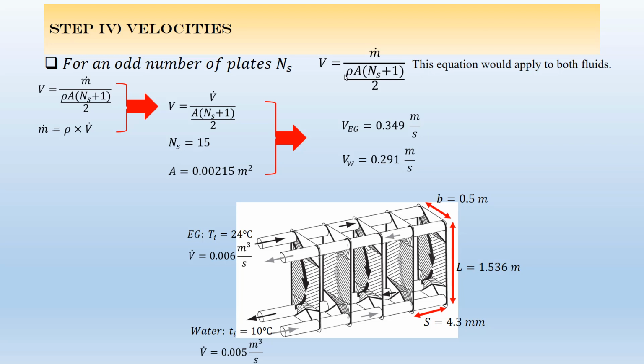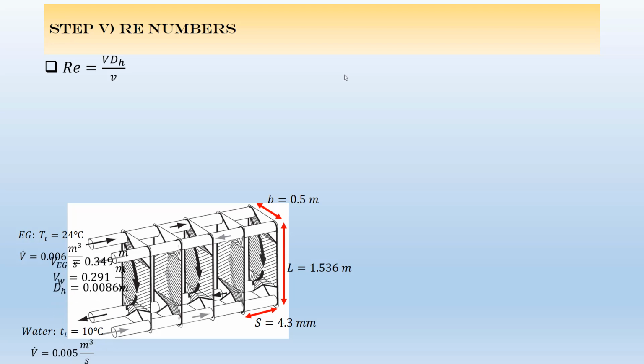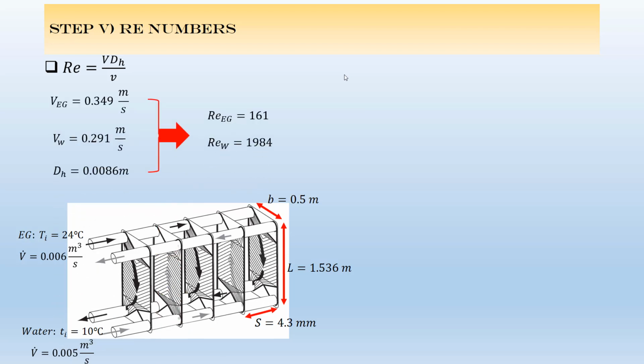We already determined the hydraulic diameter, so we can find the Reynolds number for both fluids. The Reynolds number is 1611 for ethylene glycol, and for water it is 1984. If you remember, guys, the critical Reynolds number for a plate and frame heat exchanger is 100. Fluids with a Reynolds number more than 100 are turbulent. So both fluids are turbulent based on this Reynolds number.